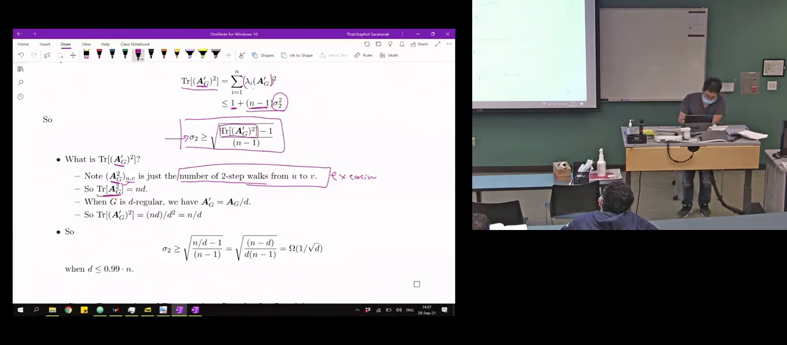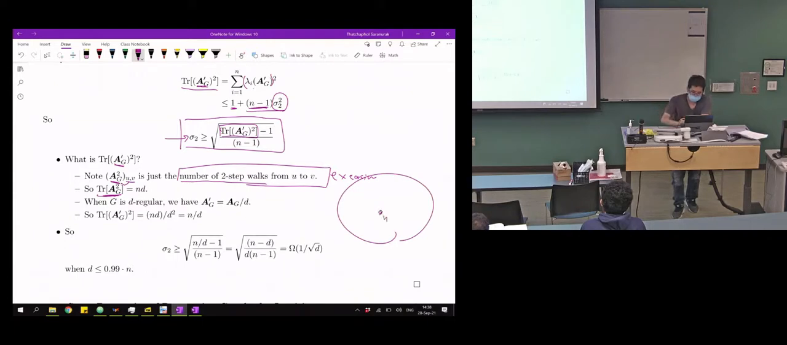But if you sum up, if you look at the trace of this, what is this? It's just the two-step walks from u to u. You have a graph here, you have u. How do you go from u to u in 2 steps? You can only go to a neighbor of u and back. And so there are many ways to do it, D for each node. So that is N times D.